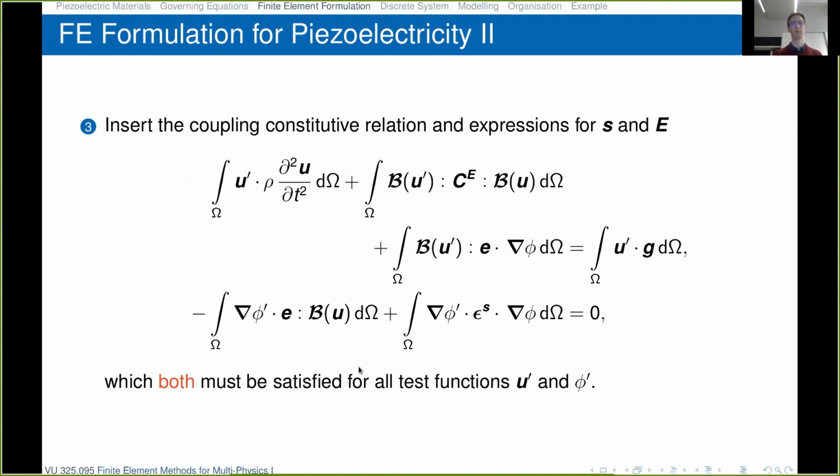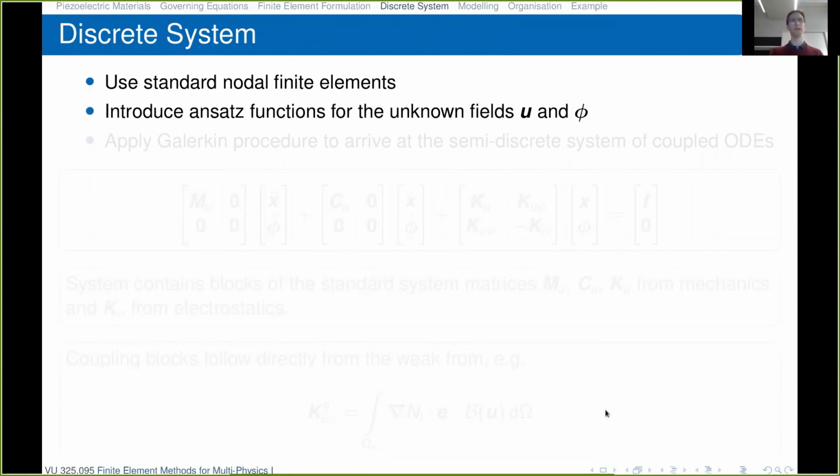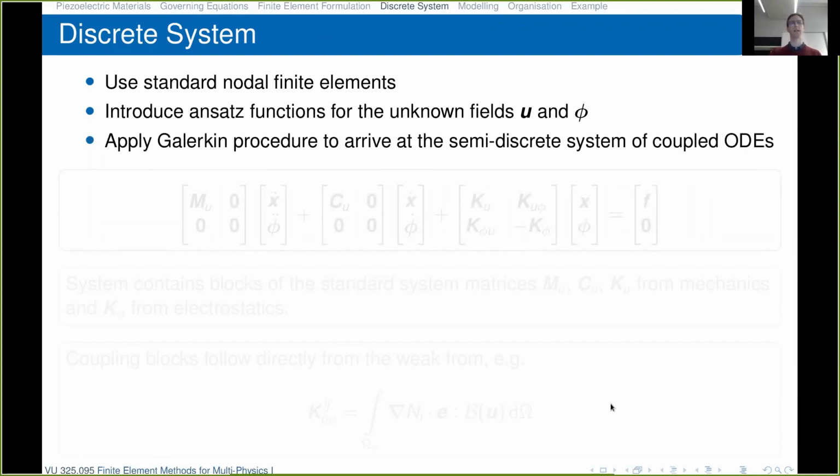And of course, the weak form must be satisfied again for all test functions, u prime and phi prime. And this enables us to use the Galerkin procedure to derive the discretized system for the piezoelectric coupled systems. So how do we do this? We can again use standard nodal finite elements. We introduce ansatz functions for the unknown fields, u and phi, and then we apply the Galerkin procedure to arrive at the semi-discrete system of coupled ordinary differential equations.